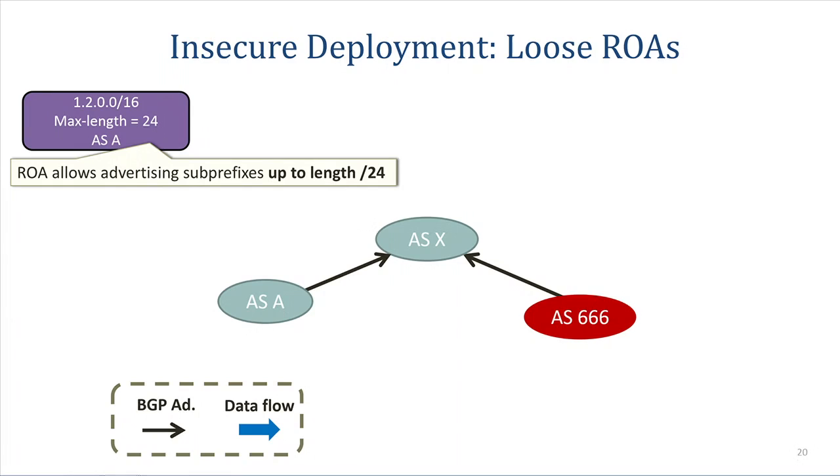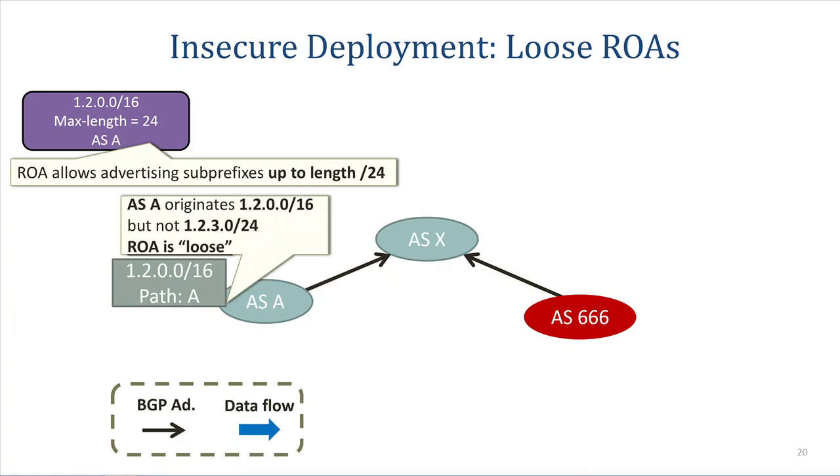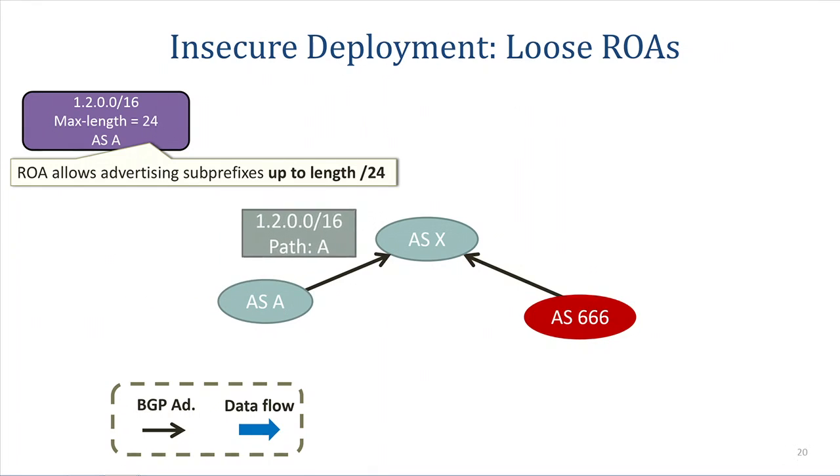So the ROA has one more field that I didn't talk about before, which is the maximum length that the issuer allowed for the AS to actually announce. And in this case, the issuer had set it to 24. So that means that all sub-prefixes up to length 24 are allowed. But ASA, which is the AS allowed by the ROA, actually only announces a /16. So in this case, we call the ROA loose because it allows more than what you actually need. And the attacker can actually exploit that.